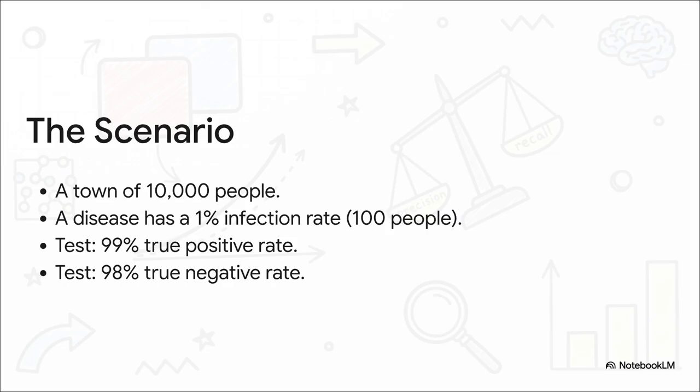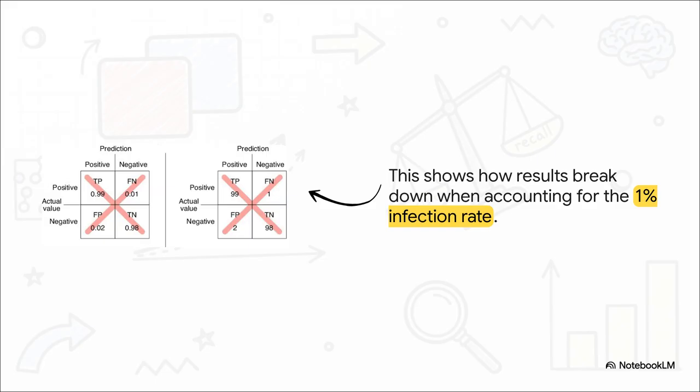We've got a town of 10,000 people. There's a rare disease, we'll just call it morbus pollicus, and it only affects 1% of the population. So that means 100 people are actually sick, and the other 9,900 are healthy. And our test, well, it has what sounds like amazing stats. It correctly spots sick people 99% of the time, and it correctly clears healthy people 98% of the time. Sounds pretty good, right?